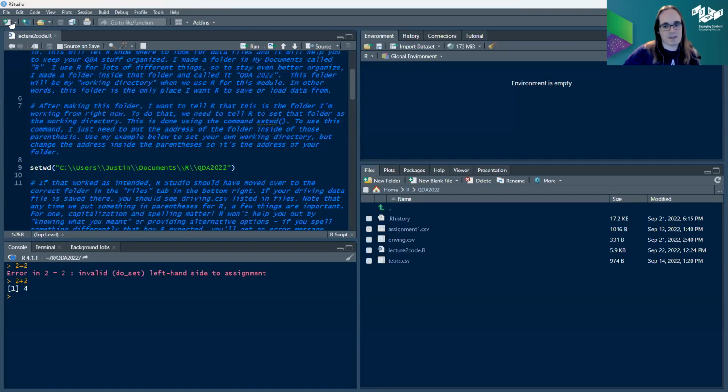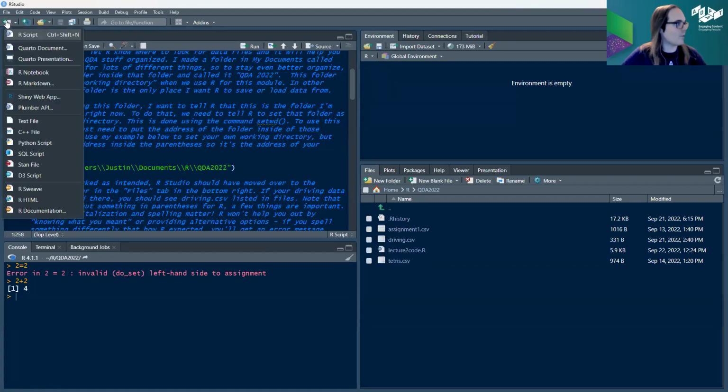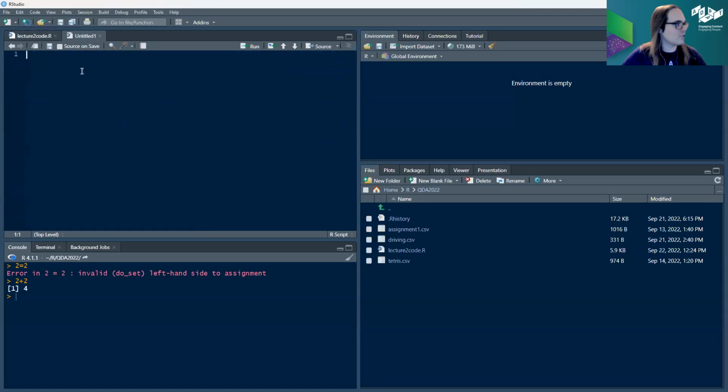Anytime you want to make a new script, some people like to follow along by typing their own code and typing their own comments. That will definitely help you learn if you don't want to just rely on my code. So if you click this little new file button up here and hit R script, you'll get a completely blank script. So in a script, you can write things like code. You can write 2 + 2. If you use that hashtag, you can write comments.